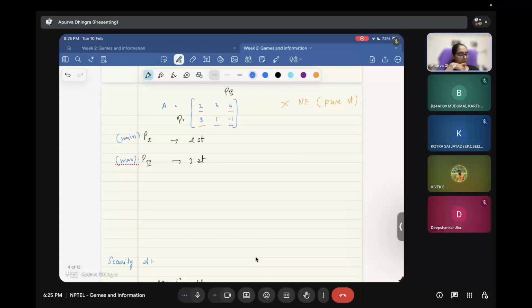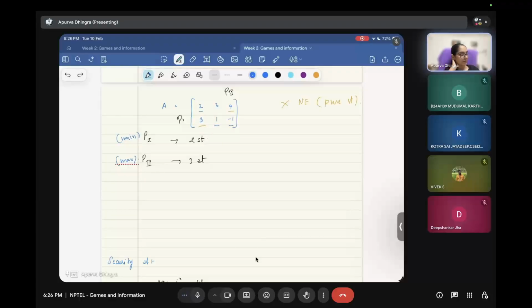In the example, I have a doubt. In the row, P1 is a minimizer, so in the row we have to choose the minimum value. You have chosen 4 in the row. This is what I have to choose from. Player 1 is choosing a row, so given a column, it's looking at which row it should be choosing. So for that, I've highlighted 2.